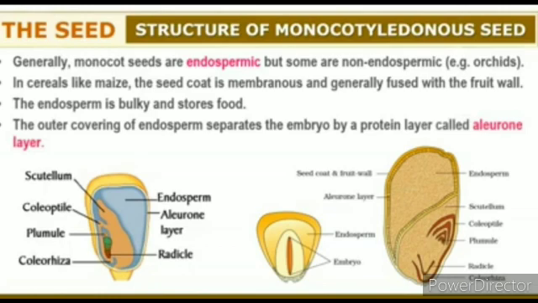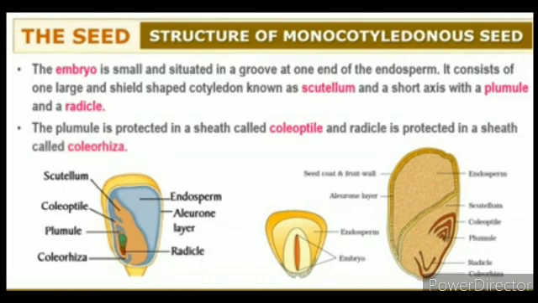Generally, monocotyledonous seeds are endospermic, but some, as in orchids, are non-endospermic. In the seeds of cereals such as maize, the seed coat is membranous and generally fused with the fruit wall. The endosperm is bulky and stores food. The outer covering of the endosperm separates the embryo by a proteinaceous layer called the aleurone layer. The embryo is small and situated in a groove at one end of the endosperm.